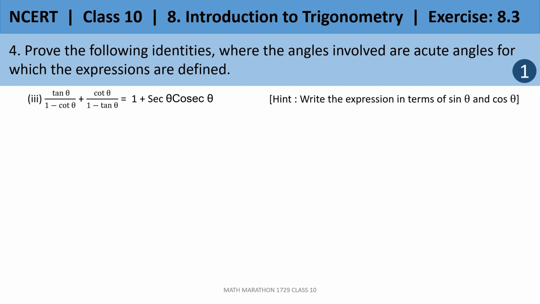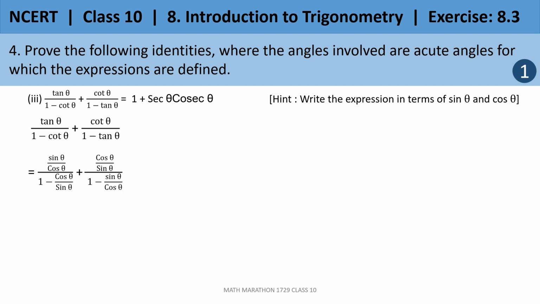Prove the following identity. Section 3. Tan theta by (1 minus cot theta) plus cot theta by (1 minus tan theta) is equal to 1 plus secant theta multiplied by cosecant theta. Hint, write the expression in terms of sin theta and cos theta. Let us start from the left-hand side. Tan theta by (1 minus cot theta) plus cot theta by (1 minus tan theta).